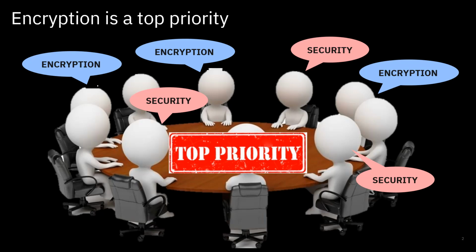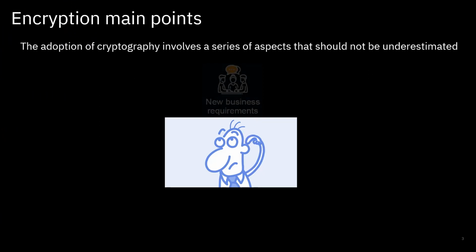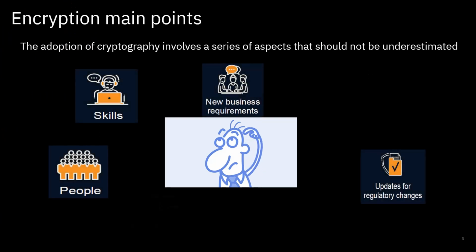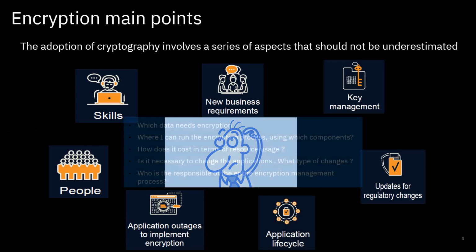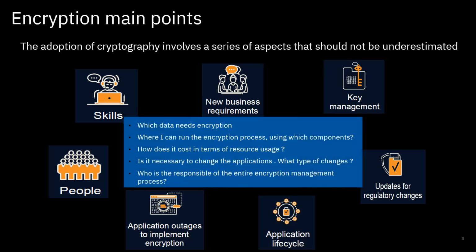Encryption shares with security the concept of key or password used to access the system, the resource, and data. So it is very important to store and protect the keys in order to avoid their violability and to manage their life cycle in a secure way. The encryption adoption involves a series of aspects that should not be underestimated, starting from business needs, skills, application management and changes, and of course, key management.